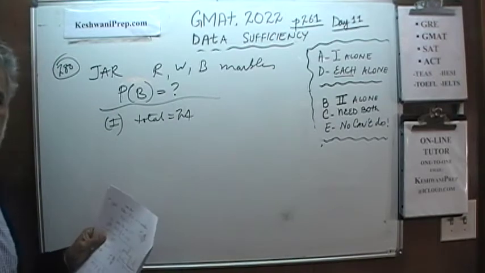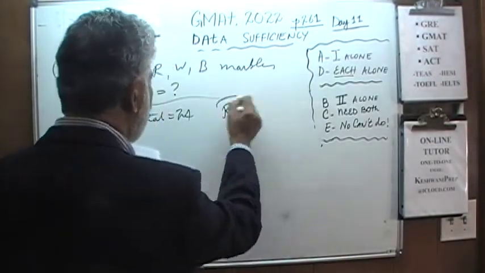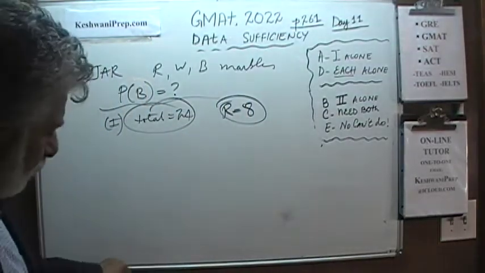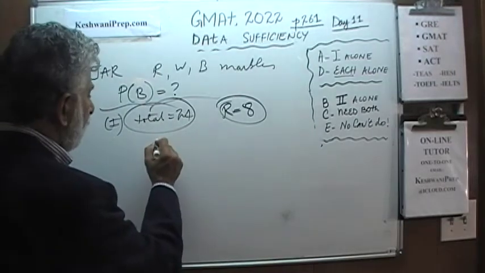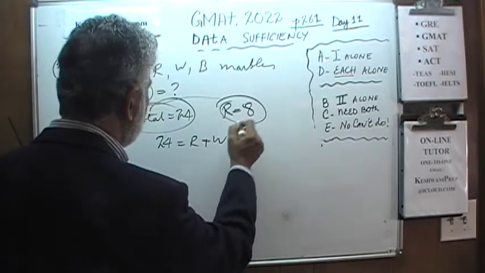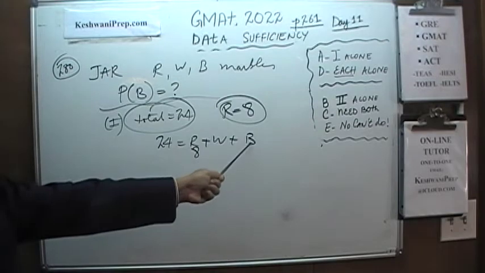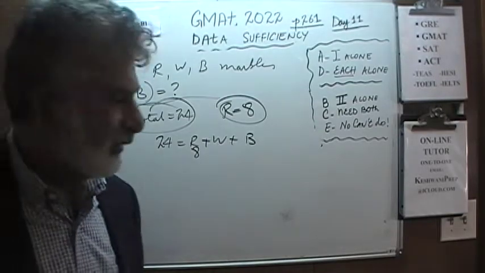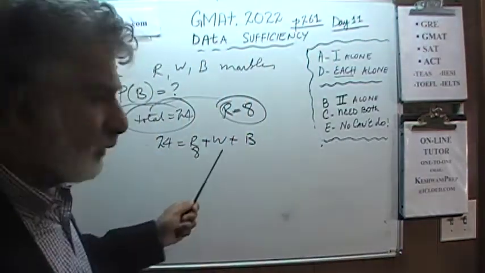In the first statement, they give us two pieces of information. They tell us the total is 24, and we are told further that eight of them are red. So we know that 24 has to equal R plus W plus B, and we know that R is 8. But there is no way to figure out how many blue there are because we don't know how many white there are. Until we know how many white there are, we cannot figure out the number of blue, and until we figure out the number of blue, we cannot figure out the odds of picking the blue marble at random. The first statement by itself is not enough.